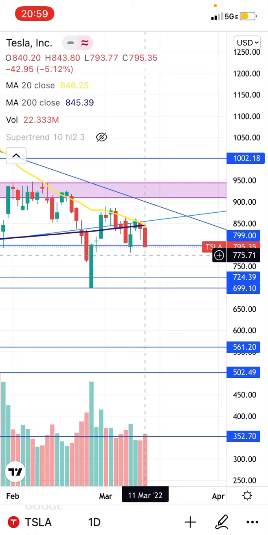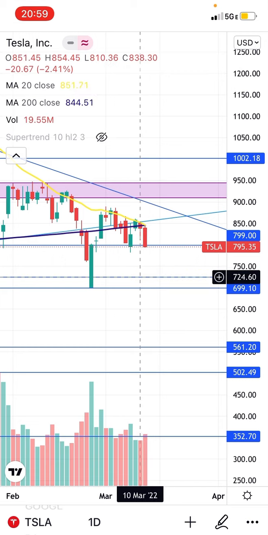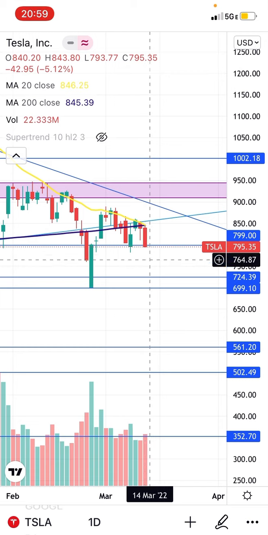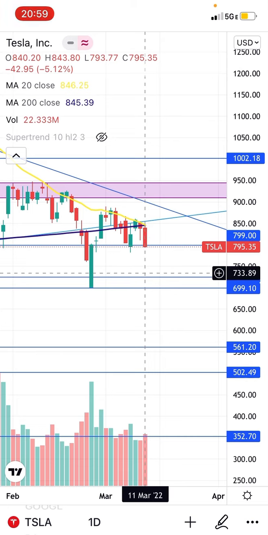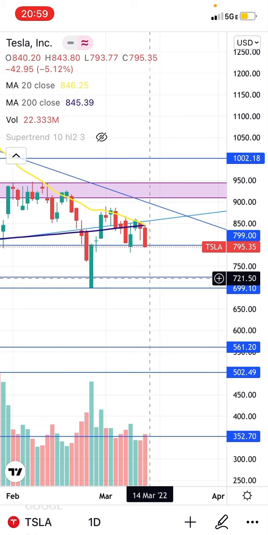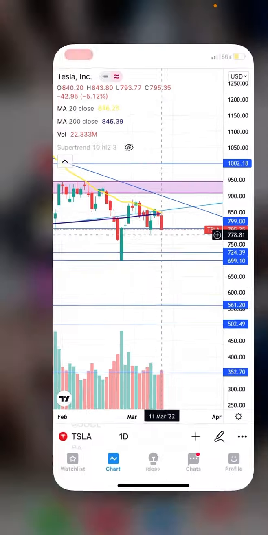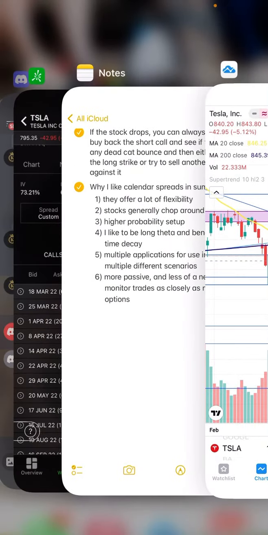So I'm actually expecting Tesla to be in this range here. So for the week ahead, I'm looking for a Tesla put calendar spread, okay? Possibly at the 725 strike, because I think it will run down to 725. And I can set it so that the long strike covers earnings, which I think is at the end of April. Okay, so let's go over that here in a second.